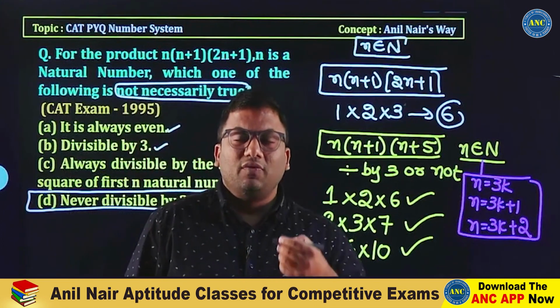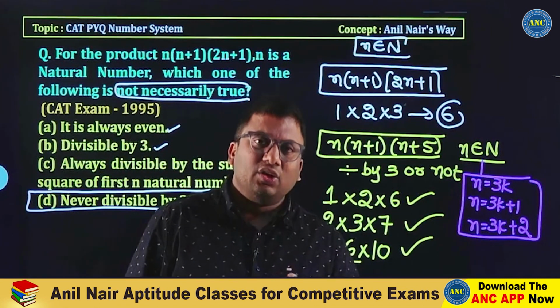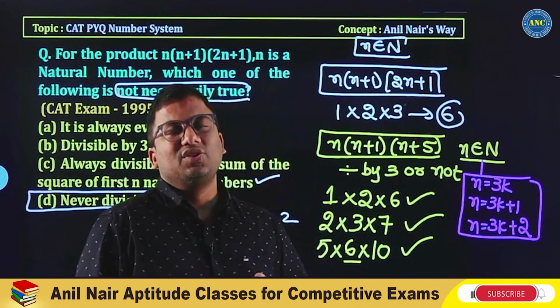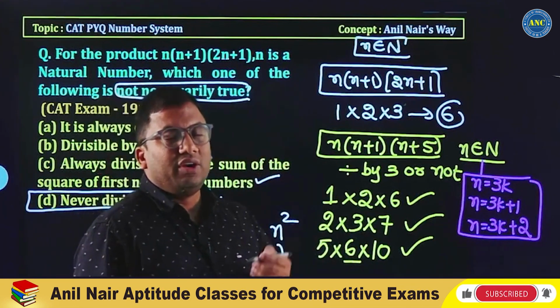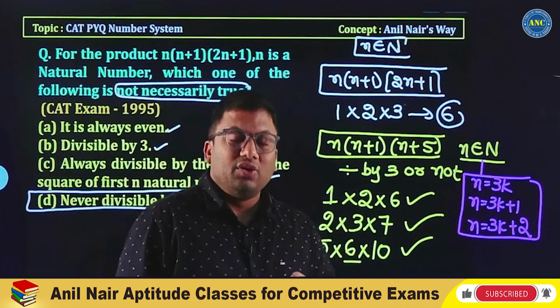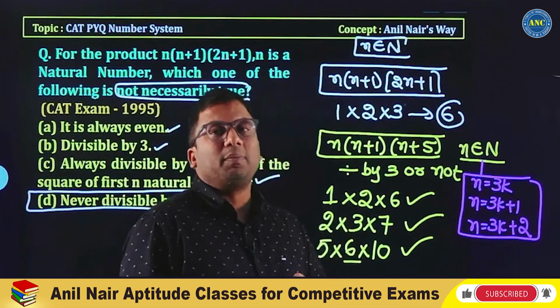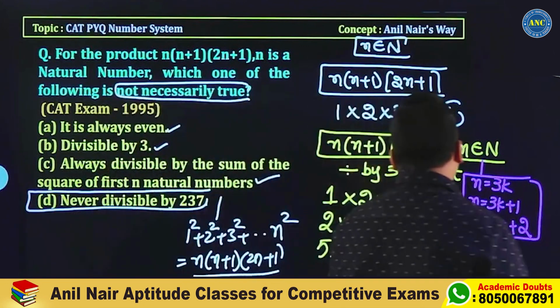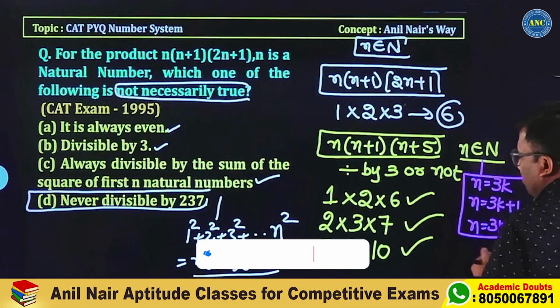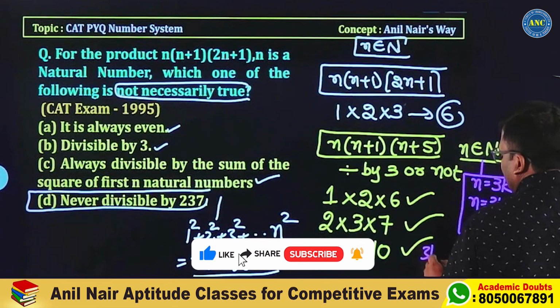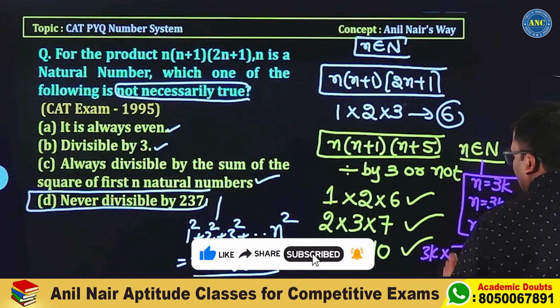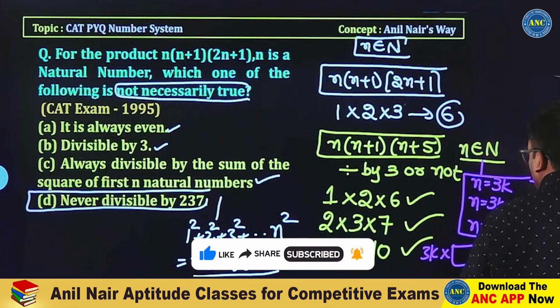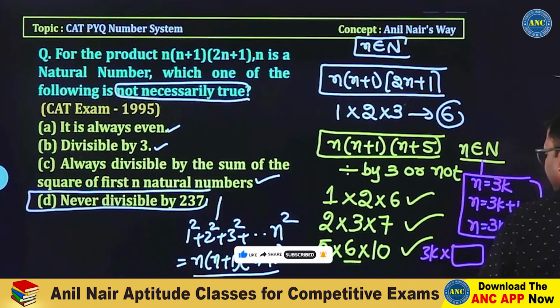When you divide a number by 3, you will get 3 possibilities: 0, 1, 2. When you divide a number by 5, you will get 5 possibilities: 0, 1, 2, 3, 4. When you divide a number by k, you will get k possibilities, from 0 to k minus 1. If I substitute n is 3k, 3 into any number, it will be divisible by 3.